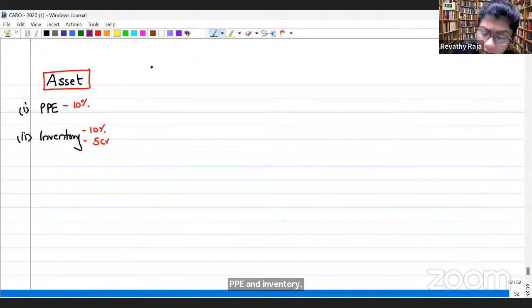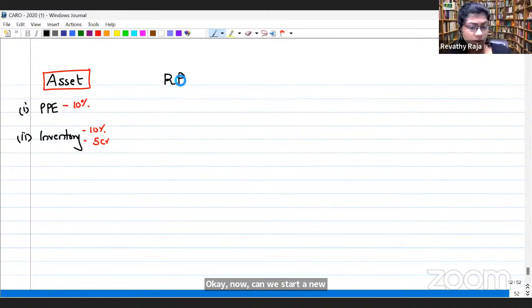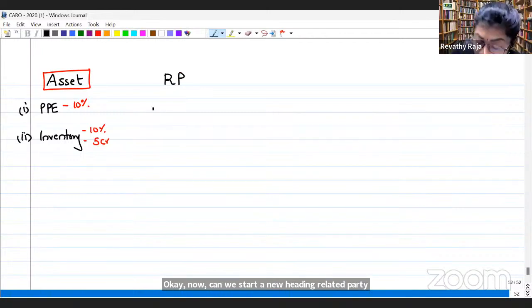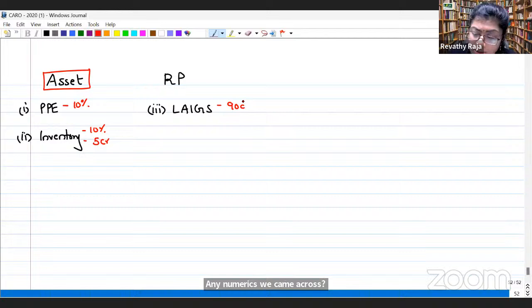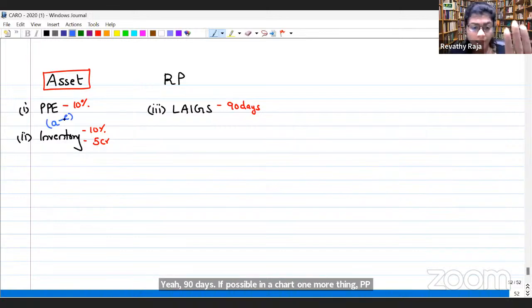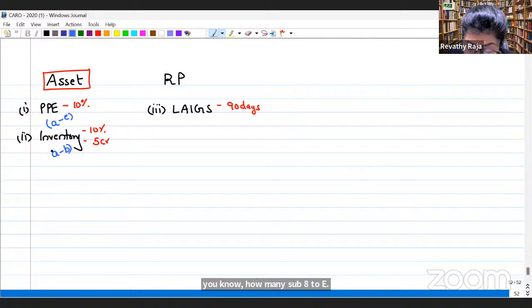Now, can we start a new heading? Related party clauses. Okay, related party, now we came across clause 3. Can you say what was in numerics here? Any numerics we came across? Yeah, 90 days. In the chart, one more thing: PPE, how many sub-clauses, A to E? Inventory only A to B. Clause 3, A to F.